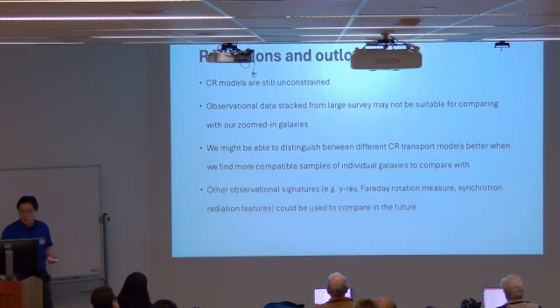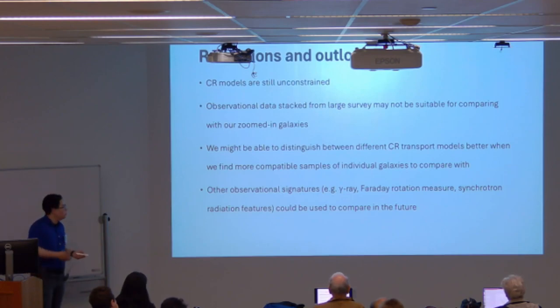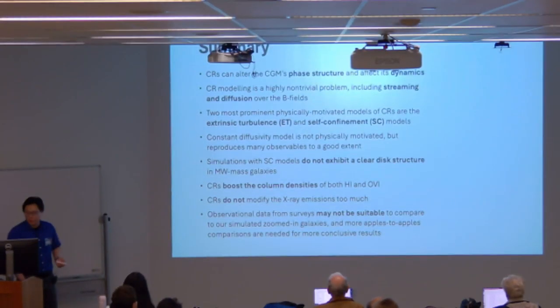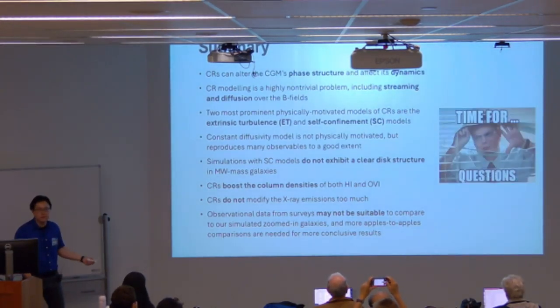And other observational signatures such as gamma ray emission features, Faraday rotation measure, and synchrotron radiation features can be used to compare in the future. People have done those comparisons for constant diffusivity cosmic ray models, but they haven't done anything for the variable diffusivity model to put a better constraint on the model. And we're open to comparing with any other observational data. And if the observers here have anything off the top of their head, I'll be happy to discuss. And I'll just leave my summary here and I'll take questions.